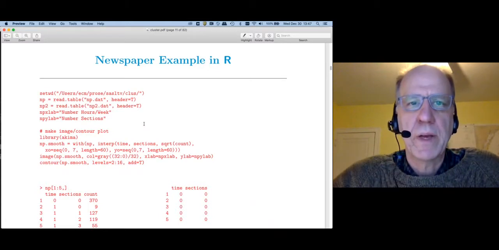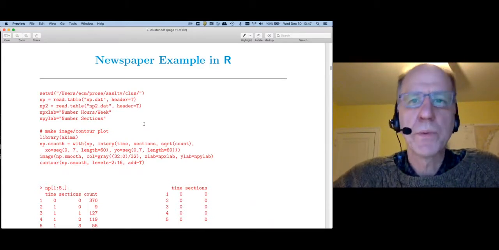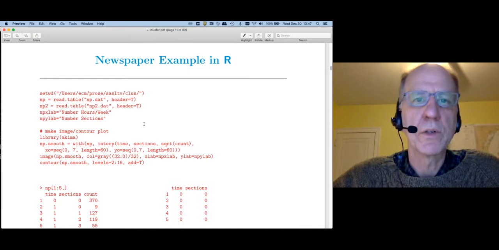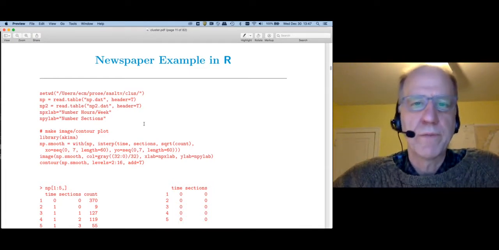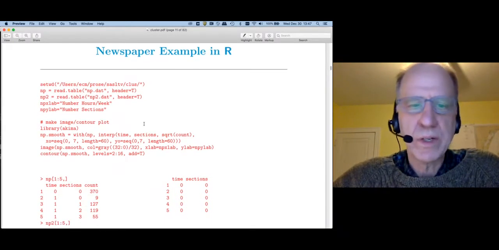This data set has respondents from about 3,000 people in the greater Chicago area. It's a fairly old data set now. This is over 20 years old.